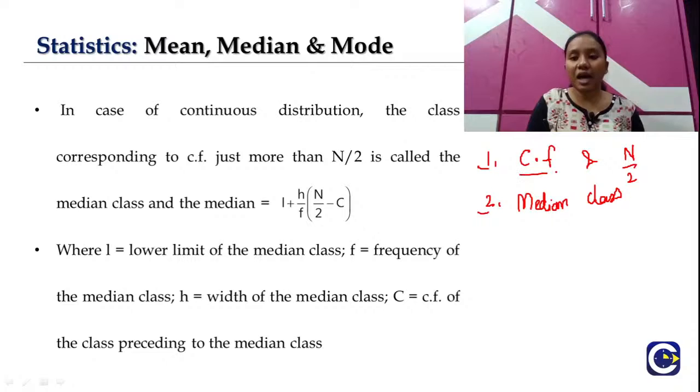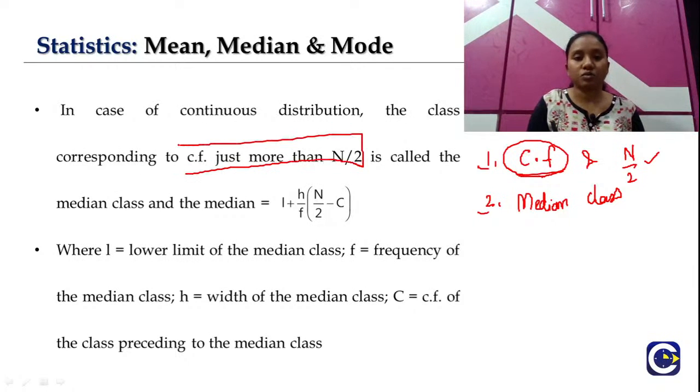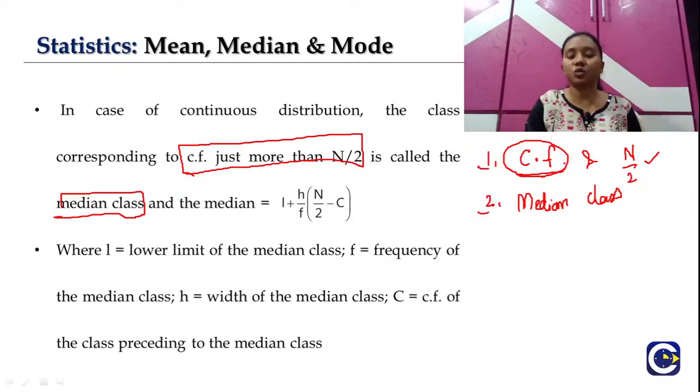So now we have the cumulative frequency as well as n by 2. We have to check the class where the cumulative frequency is just more than this n by 2. That class will be the median class, where the cumulative frequency is just more than n by 2. So that class will be considered as the median class. Once we have this cumulative frequency and n by 2, the second step will be predicting the median class. And now if we have the median class, we can directly apply the median formula here.